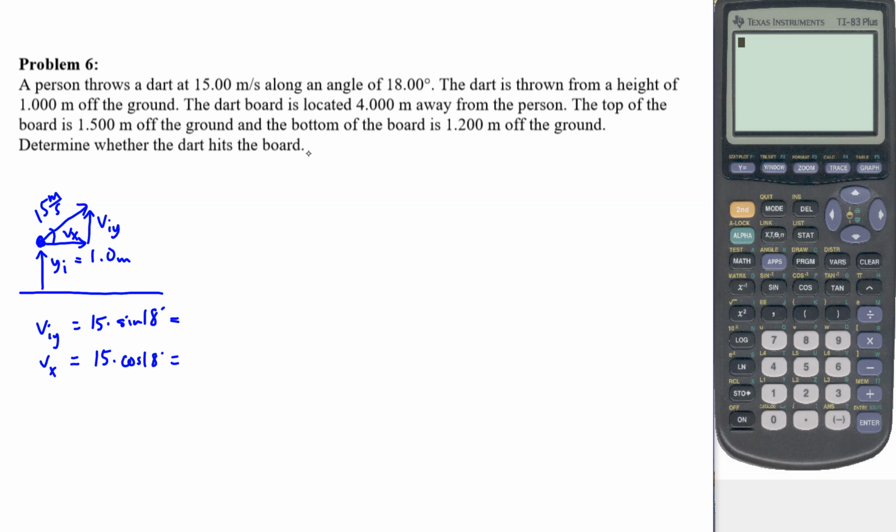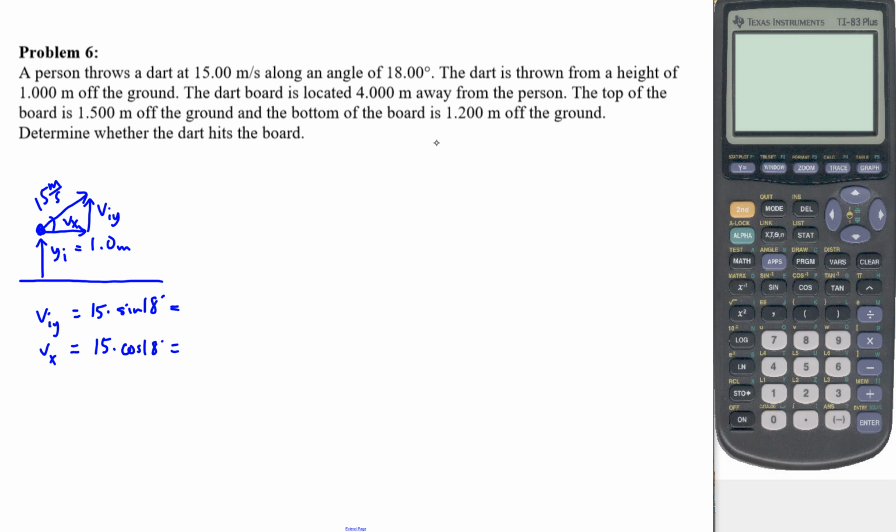The dartboard is located 4 meters away from the person. The top of the board is 1.5 meters off the ground, and the bottom is 1.2 meters off the ground. Determine whether the dart hits the board. So this dart is going to travel to the right. How far? 4 meters is equal to delta x. Whoops, I don't have enough zeros there. That's okay. I'm not really worrying too much about sig figs just yet.